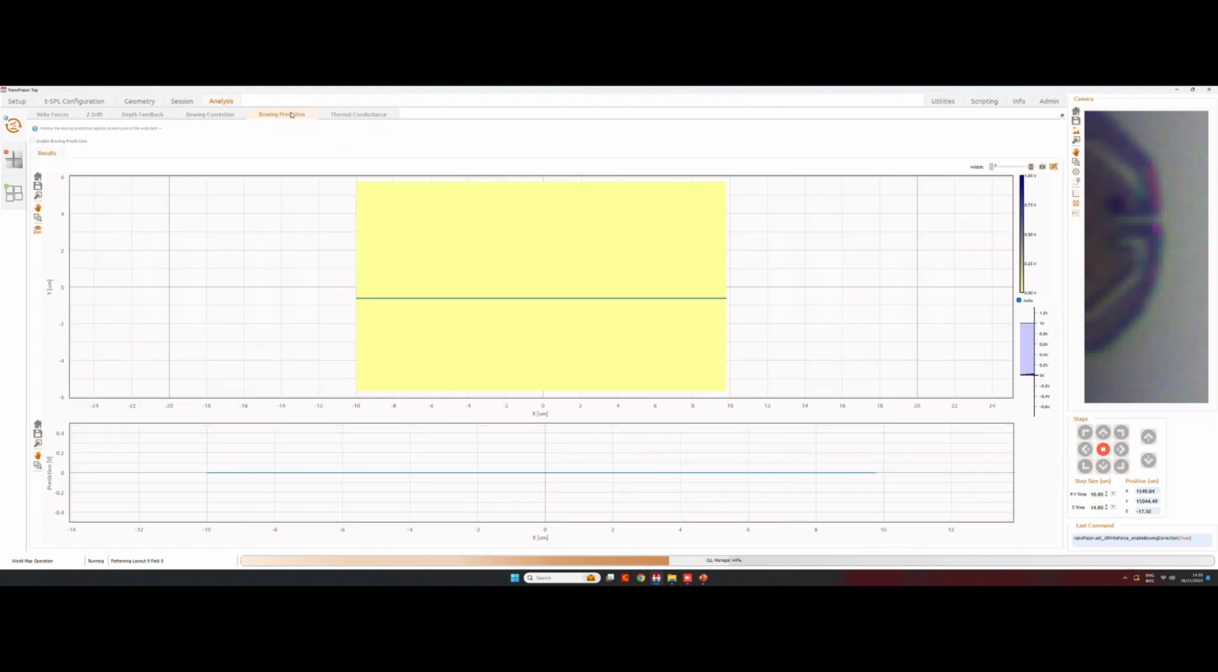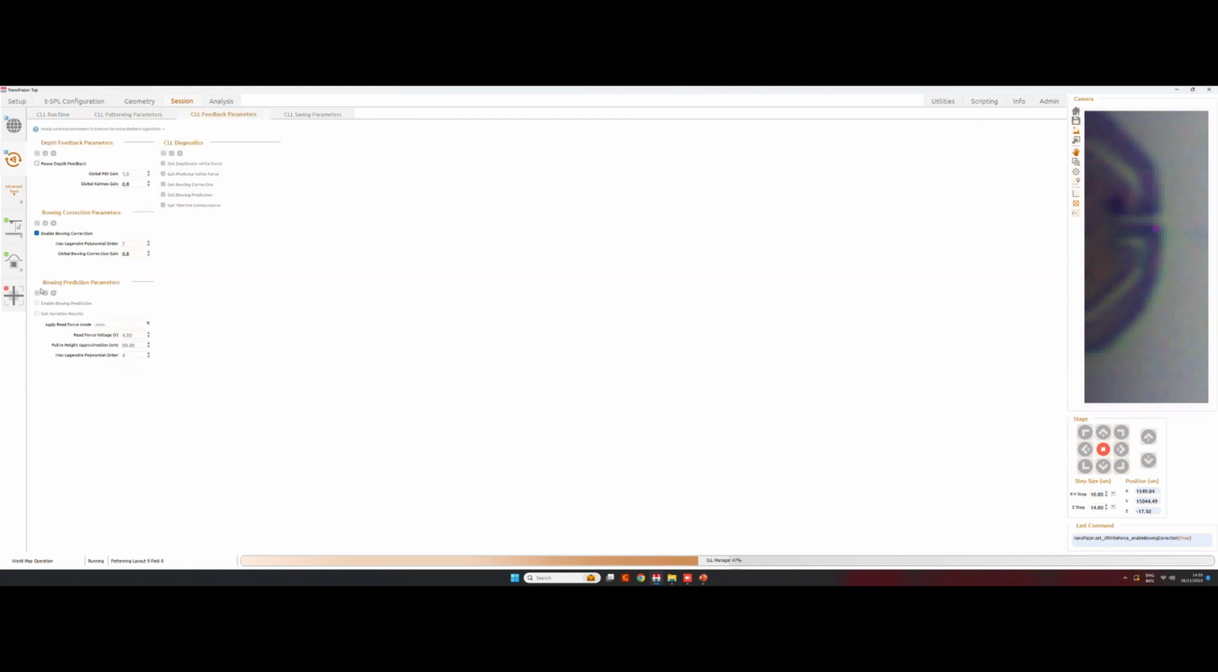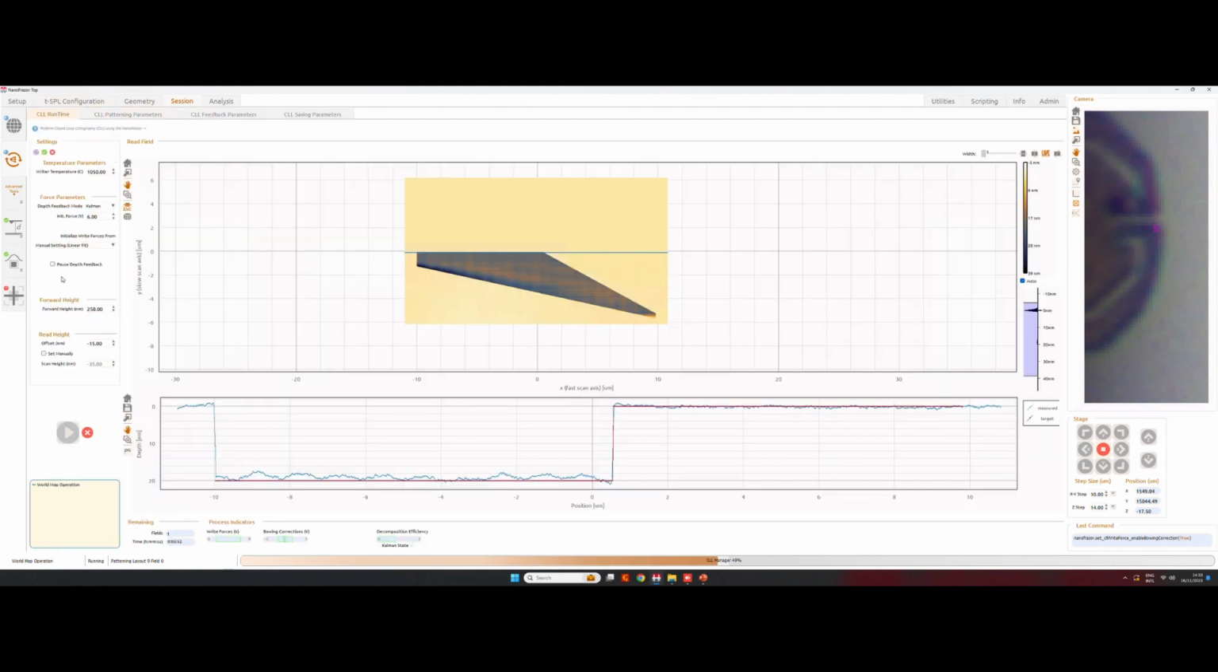And similarly, the bowing prediction, now it's turned off, but we can see what happens if we turn it on. Actually, you can only turn it on for the other two feedback modes, so now we cannot turn it on, but we can see, for example, that now on the left we don't have this bowing effect anymore. So the correction is helping us to achieve a better patterning.